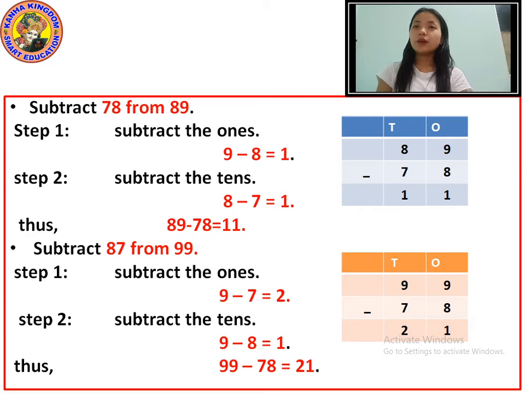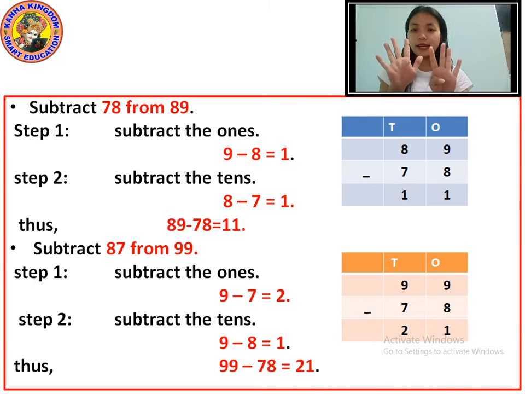So in the number 99, 9 is a digit which is present in ones place. So subtract the ones. In the second number, 87, 7 is a digit which is present in ones place. So while subtracting 7 from 9, how much will we get? Let's check.